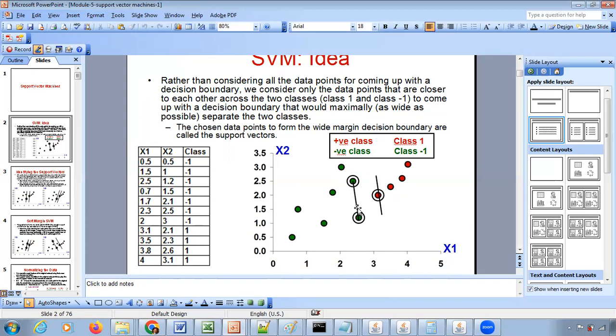And the margin of separation. So what we'll do is we will try to connect the data points. So first of all, the data points that we choose from each class are called the support vectors. So these three data points here are called the support vectors that are closer to each other across the two classes. So what we'll do is we'll try to connect the support vectors in each class through a line.